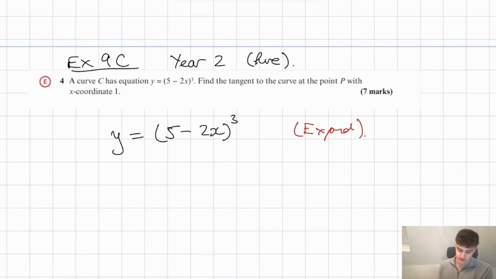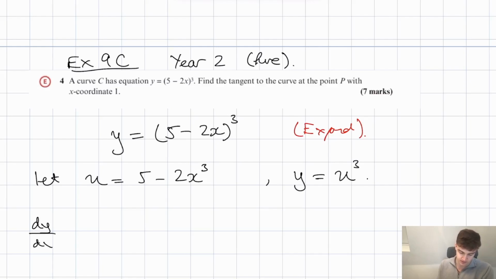So the key here is we want to see that this is the function on the inside, and then the overall function is the cubic function. So if we let u equal 5 minus 2x, then you have y is just u cubed. So remember that dy by dx is du by dx times dy by du.